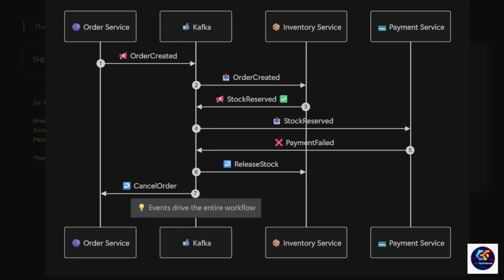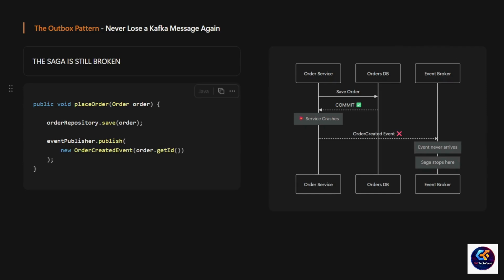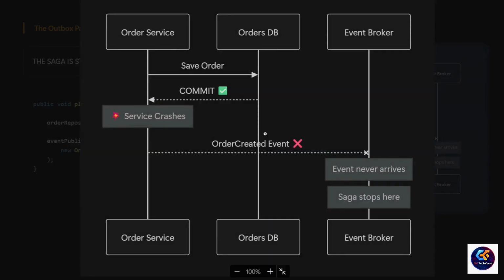Imagine the first step of our Saga. The order service creates an order, then it publishes an order created event. The inventory service receives that event and continues the Saga. It's simple, right? But look carefully at what the order service actually has to do. There are two operations. First, save the order to the database, then publish the event. Two operations. And there is a tiny gap between them. That tiny gap can break the entire Saga.